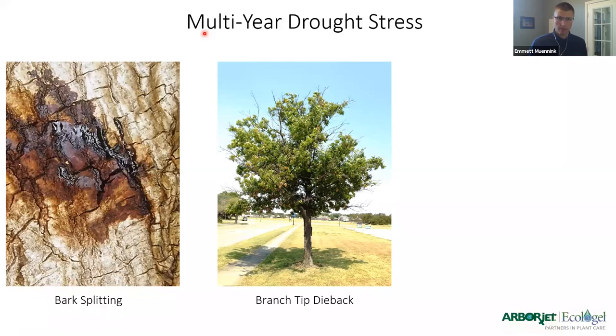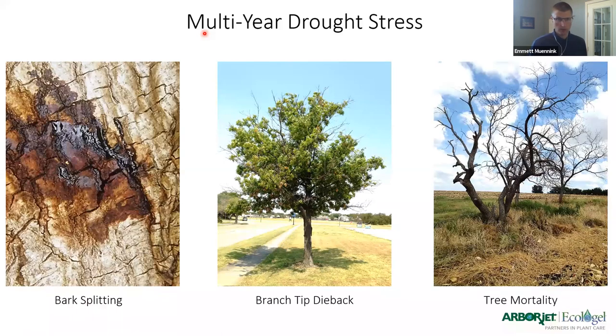You'll see branch tip dieback. And then ultimately, tree mortality, as it's not able to get carbohydrates. It needs water to survive, like all living things. And so if this drought stress goes on and on, you see lots of dead trees. If any of you are on from California, think about that. You had severe drought. Then what happened? Bark beetle outbreak. So you had an inciting factor, and then the contributing factor was the bark beetles.